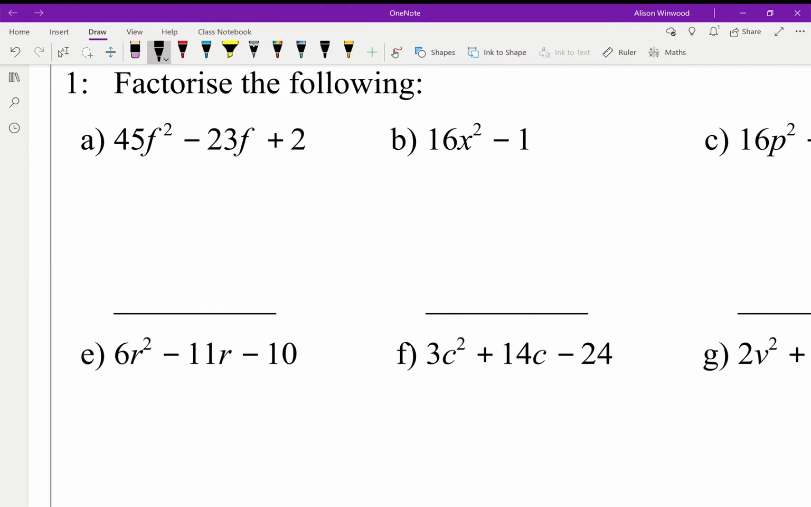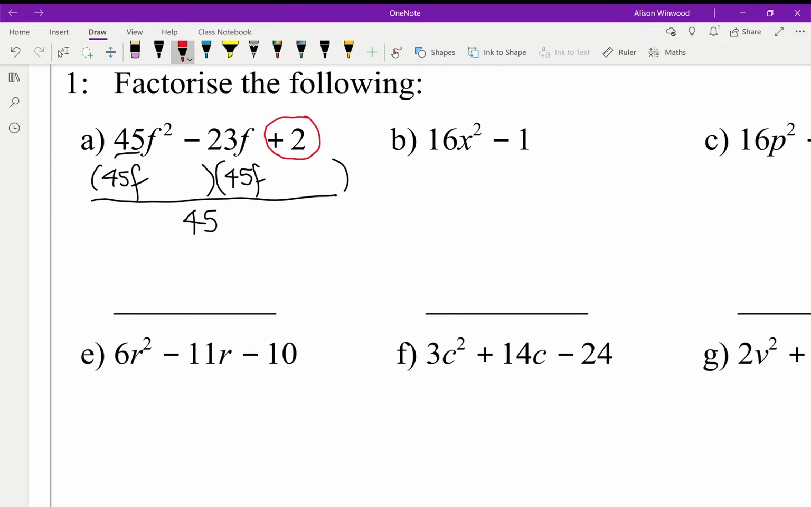When my quadratic has a number at the start, when I put it into two brackets, I'm going to use that number as well as the letter. Now I know that if I then expanded that, I'd have 45 too much, so I'm going to divide by 45 to compensate. So the numbers need to multiply to positive 2, but I've multiplied everything by 45, so actually positive 2 times 45 is 90, so I want them to multiply to 90.